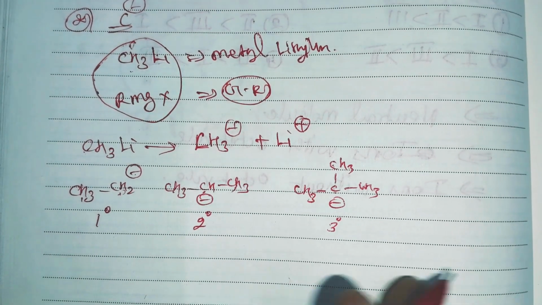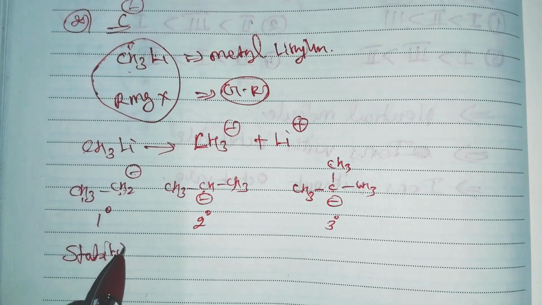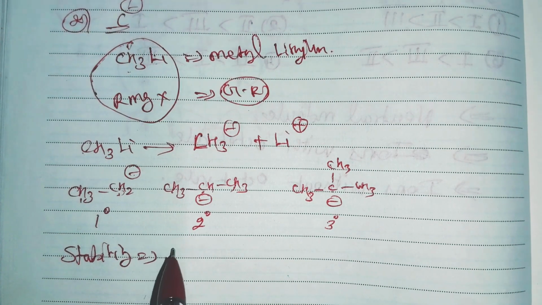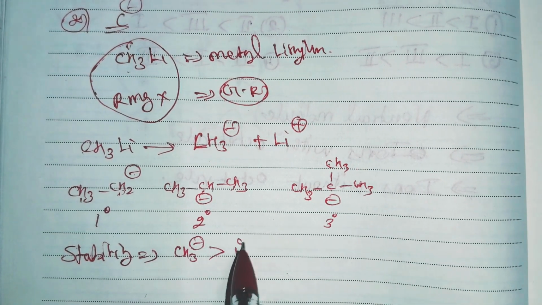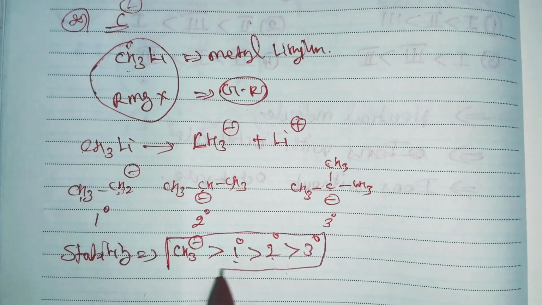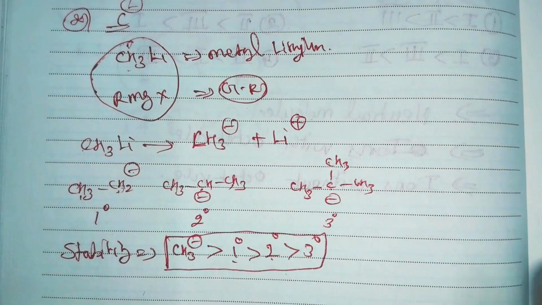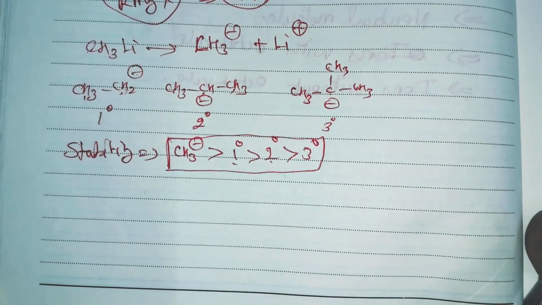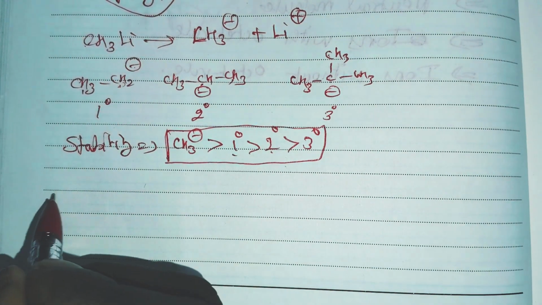Now the stability order of carbanions: CH3 minus, the methyl anion, is the most stable, then primary, then secondary, then tertiary. This order is the inverse of the stability order of carbocations as well as free radicals.